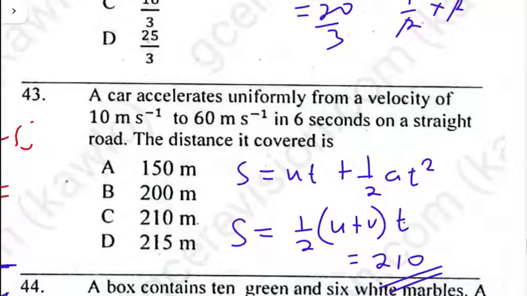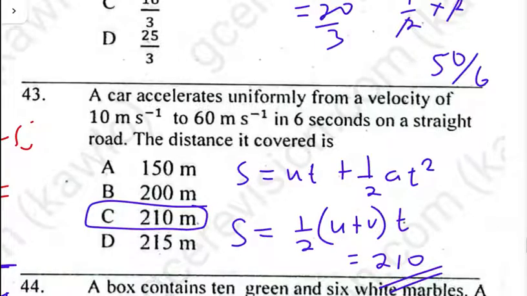So we can use this, but can we get the acceleration as well? Acceleration is 60 minus 10, that is 50 on 6. So we put it in this formula, and then we see what we have. We already have 210. Let's see using this formula what we obtain.